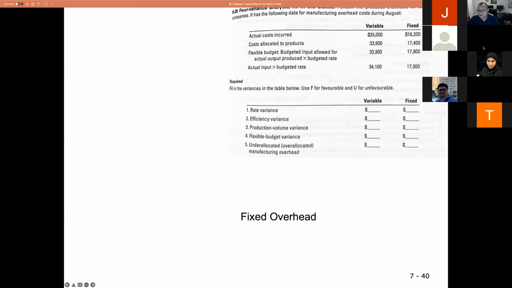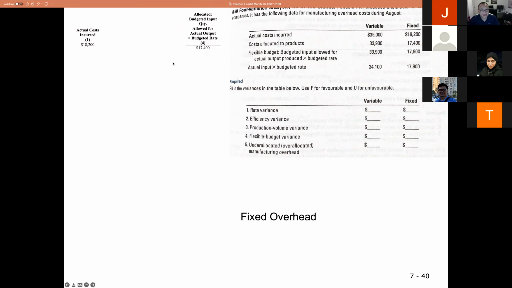Now let's deal with the fixed overhead variance. We start from the left side. The left side is the actual cost, that's 18,200. And then the right side is the allocated amount, that's 17,400.